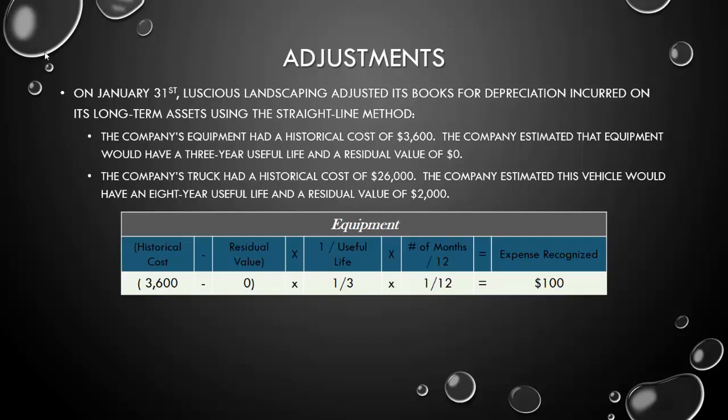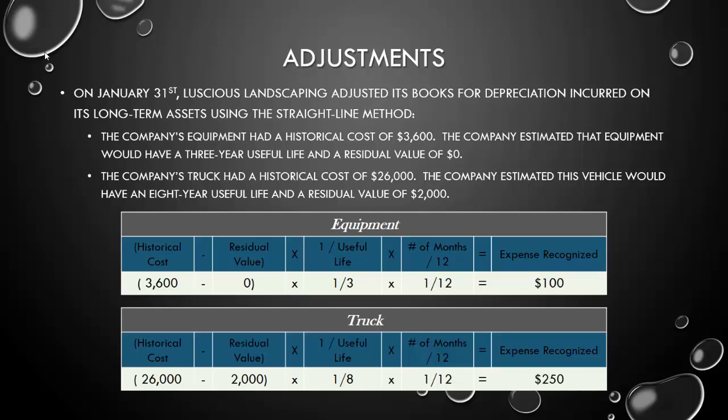Well, we can use our straight line formula to figure out the value of both. For the equipment, we take the historical cost minus residual to figure out how much we're going to depreciate. We're depreciating the full $3,600 in this example. We multiply it by 1 over useful life, and then we multiply it by 1 over the number of months out of 12 to figure out this month's particular amount of expense we're going to recognize, and the depreciation expense on the equipment is going to be $100.